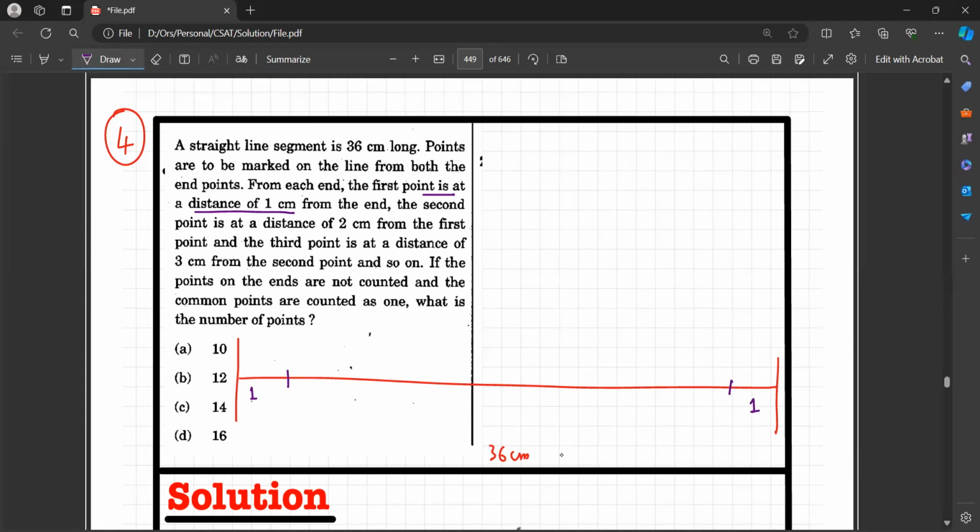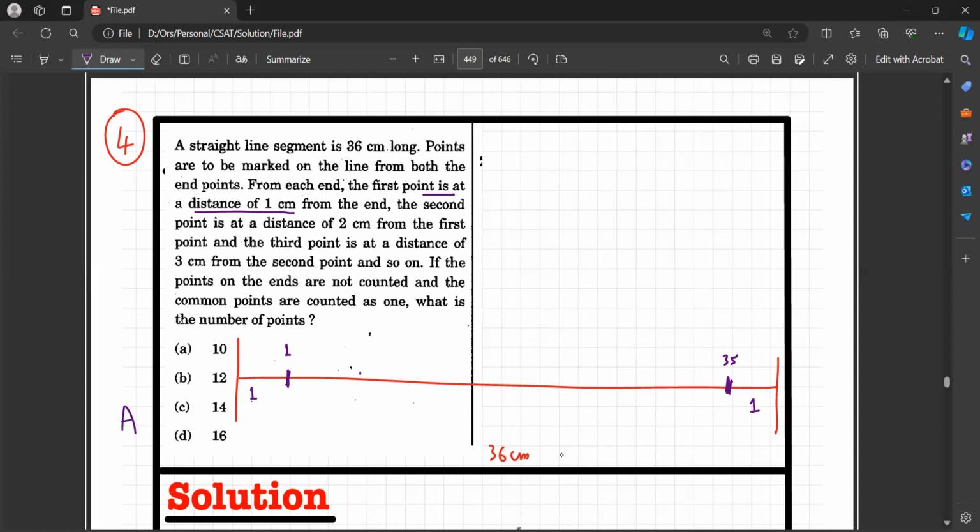This is 1, this is 1. Now calculate, these are the points. Clear? Now, which is the length here? The length here is 1 from this side. The length here will be 35. Yes or no? From this side. Which side? From A. From A, this length will be 1. This will be at 35.